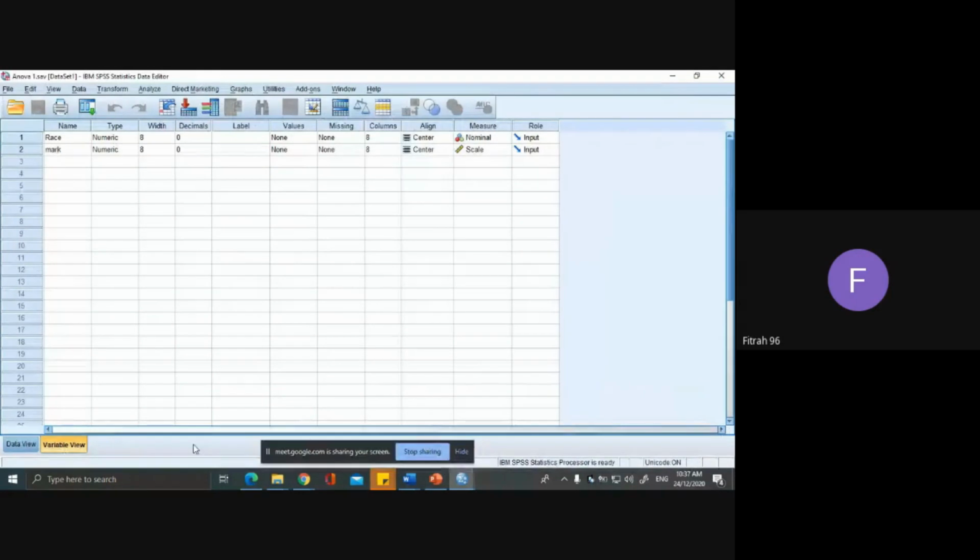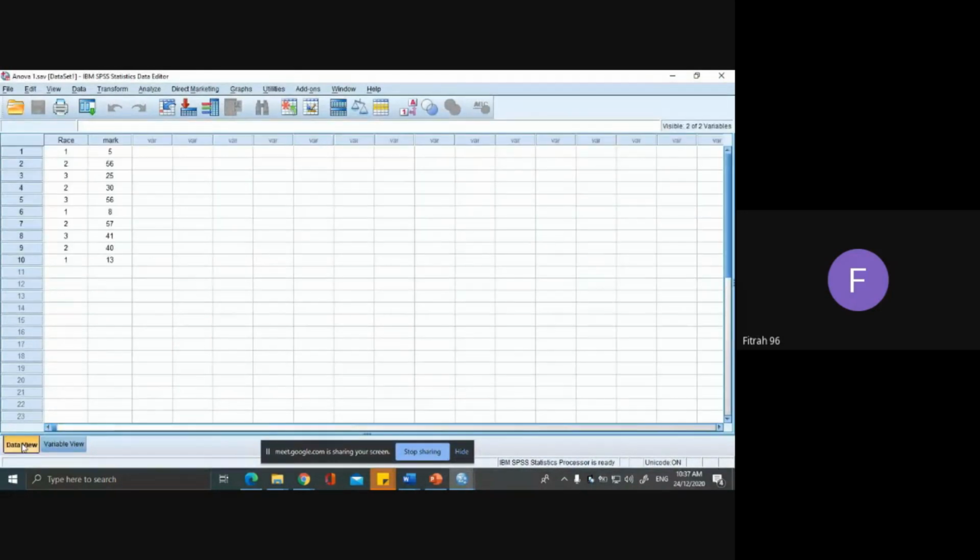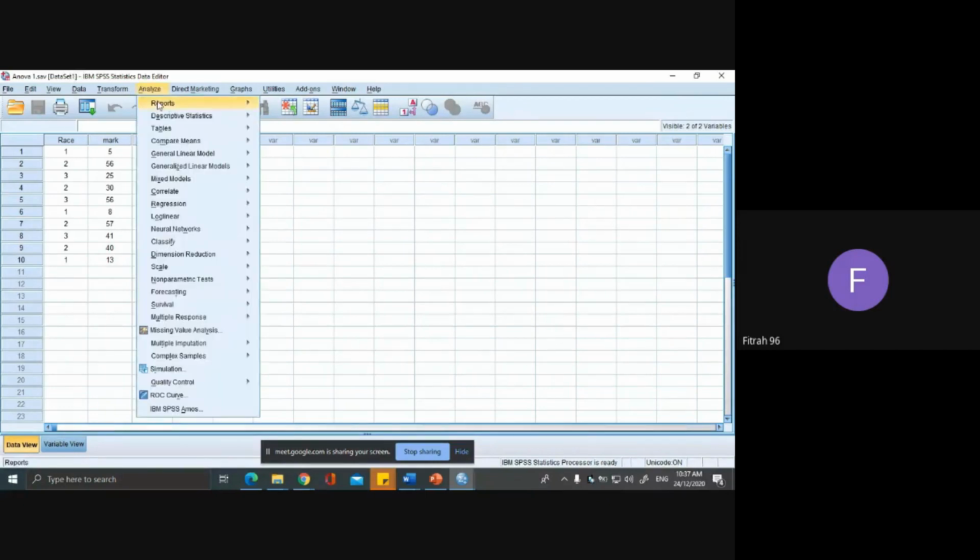Okay, we use Anova one way. Go to data view. Click analyze. We click compare means, one way Anova. Okay, I repeat again. We go analyze, compare means, one way Anova. Click.